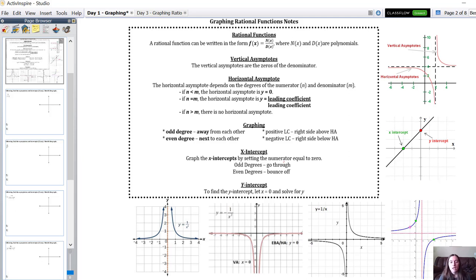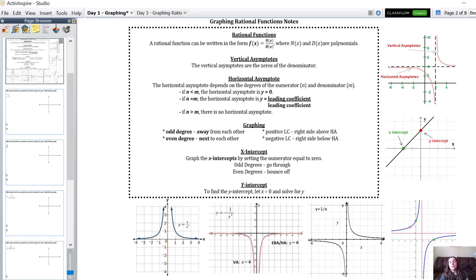If the degree of the numerator is greater than the degree of the denominator, there is no horizontal asymptote at all. When it comes to actually graphing these, once we have all of our asymptotes, if you have an odd degree at a specific asymptote, then your arrows are going to be away from each other. So the options are that they're right next to each other or that they're away from each other. If it's an odd degree, they're away from each other. If it's an even degree, they're going to be right next to each other.